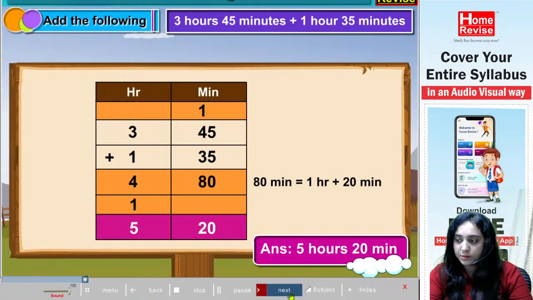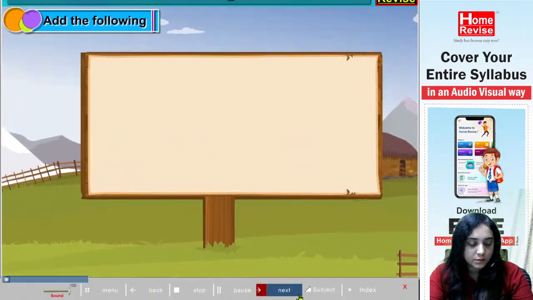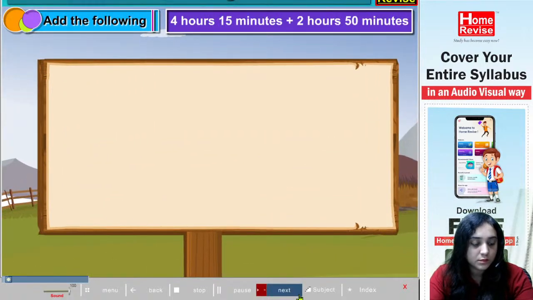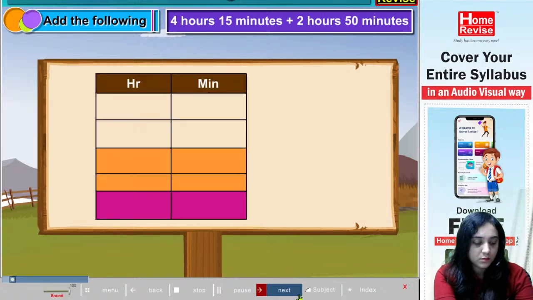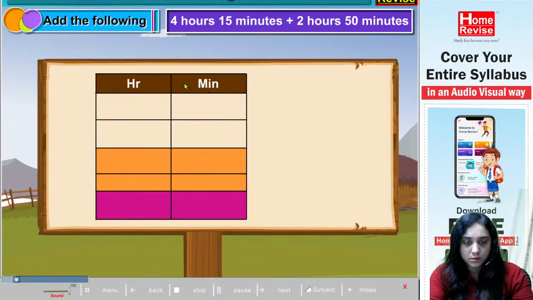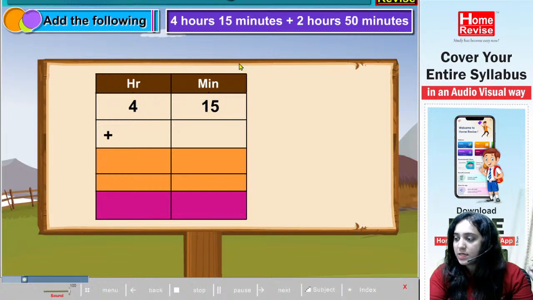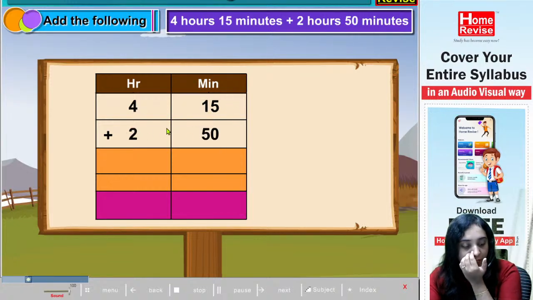Now the next one. 4. 4 hours 15 minutes plus 2 hours 50 minutes. We write it down vertically in the hours and minutes column respectively. 4 hours 15 minutes is written as 4 in the hours column, 15 in the minutes column. Then 2 hours and 50 minutes is written as 2 in the hours column, and 50 in the minutes column.